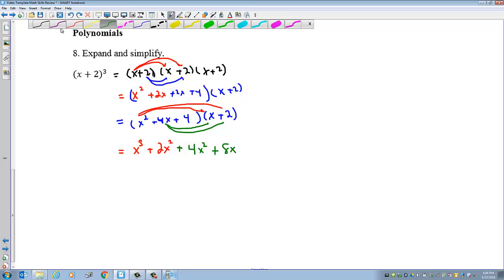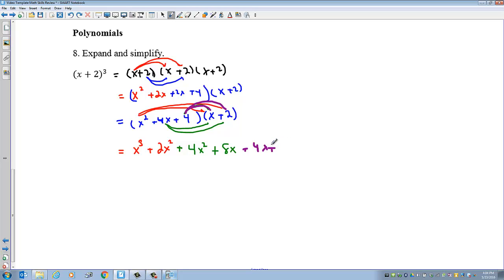And then we do the very last one, which gives us what? So you do the very last one, 4 times x, and 4 times 2. So you get plus 4x, and then plus 8. And then when you simplify this, you collect together like terms. This is going to be equal to x cubed, and then plus 6x squared, plus 12x, and plus 8. And so that should be my final answer.